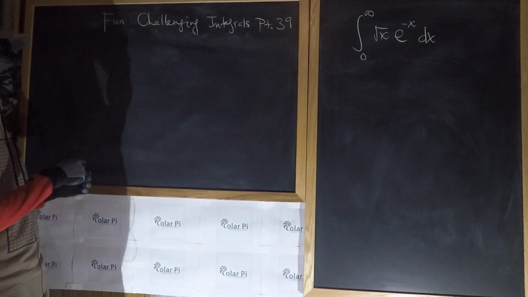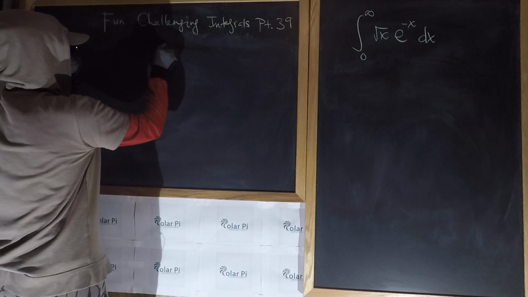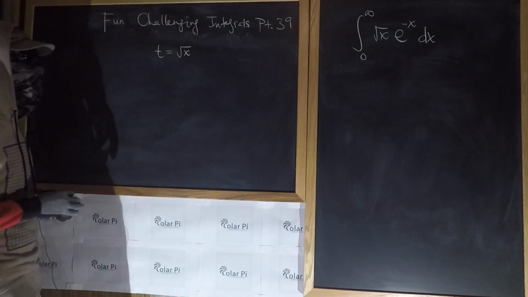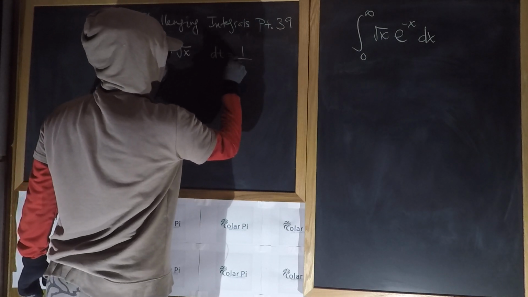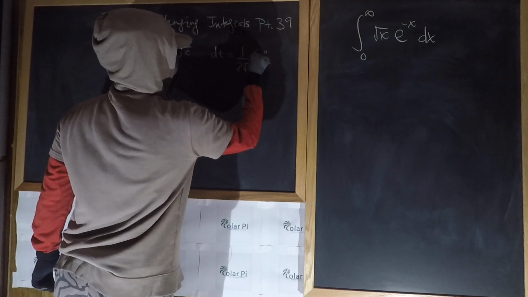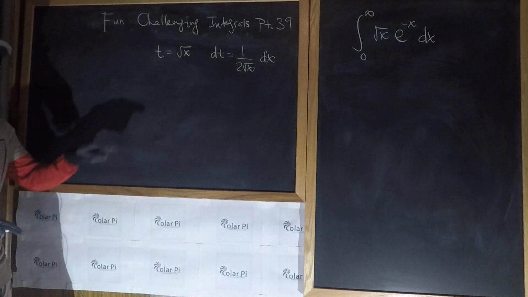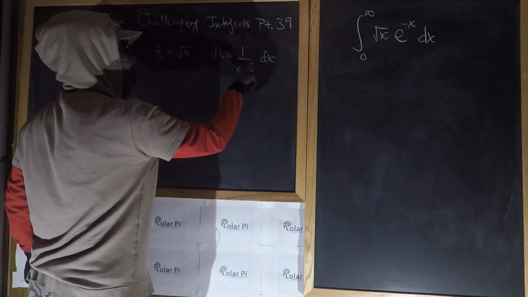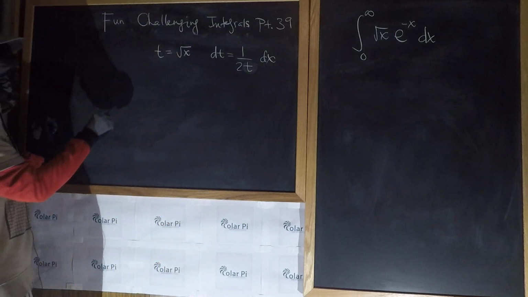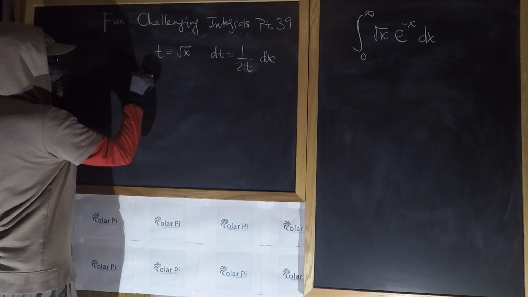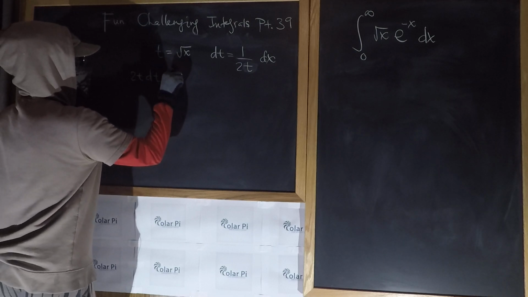Okay, so let's start with this. Let t equal root x. Then dt is equal to 1 divided by 2 root x dx, right? But we said t is root x, so this root x right here is a t. Okay, so then 2t dt is equal to dx, right?